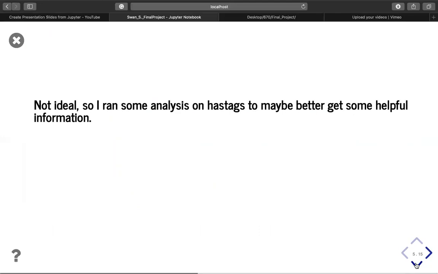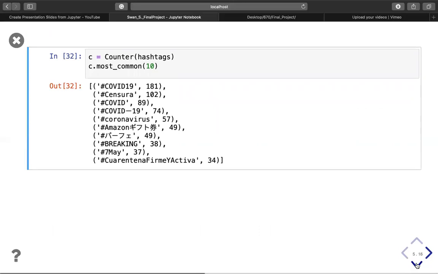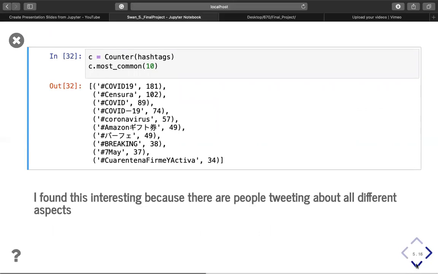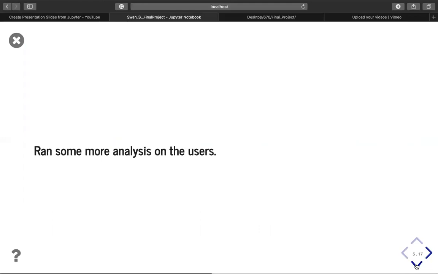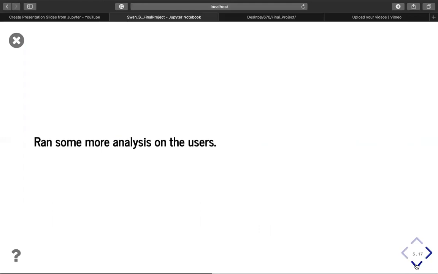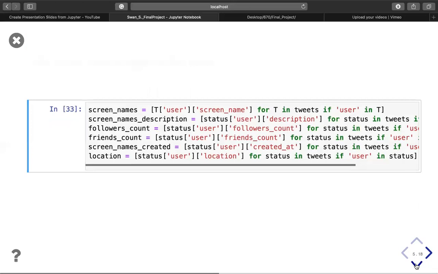So after the frequency distribution, I ran some analysis on hashtags to maybe get some more helpful information. I think I just ended up with the same consensus that people are tweeting about COVID, but what they're tweeting about COVID varies vastly. So I think the most useful thing that I did from descriptive analytics was user information. So I decided to do some more user information.